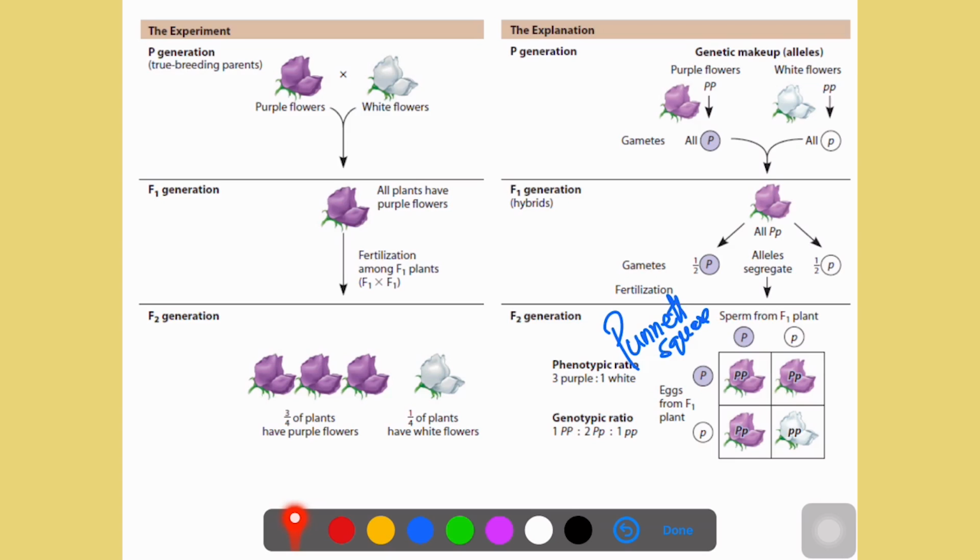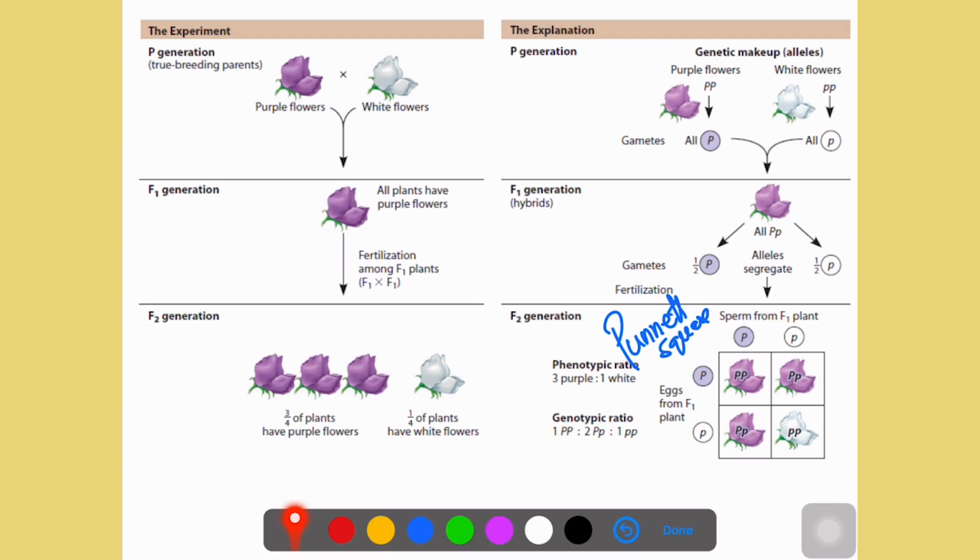So when we make a cross between these two F1 plants, there is a chance that this particular sperm will fertilize with this particular egg, and the resulting zygote will be with two capital P's. And this particular sperm, when it fertilizes with this particular egg, the resulting zygote will be with a capital P and a small p. So the same goes for the rest of the boxes. So you should fill it up like this.